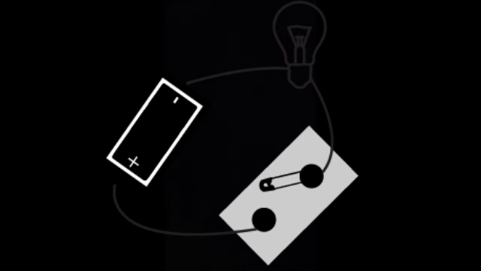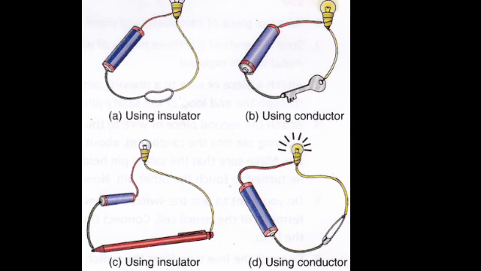This means that these samples of materials do not allow the electric current to pass through them. On the other hand, a few materials allow electric current to pass through them. Materials which allow electric current to pass through them are known as conductors of electricity. Materials which do not allow electric current to pass through them are known as insulators.